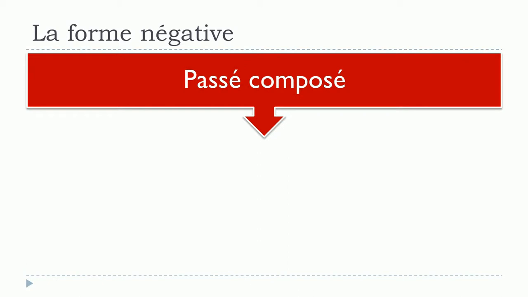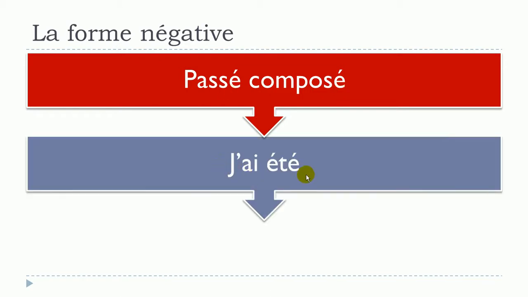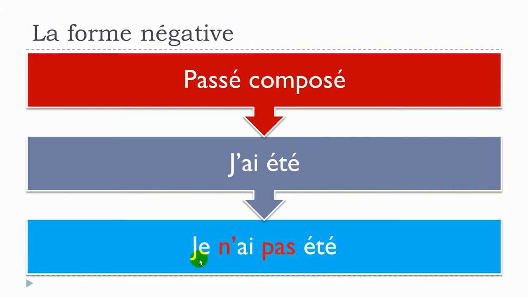So let's see now how it will behave when we have this passé composé form. So it's a compound tense, you can see it here. So you've got only one form, so it's j'ai été. So you get avoir first, and then you get this participe passé form. Okay, so j'ai été, and the negative form will be je n'ai pas été.